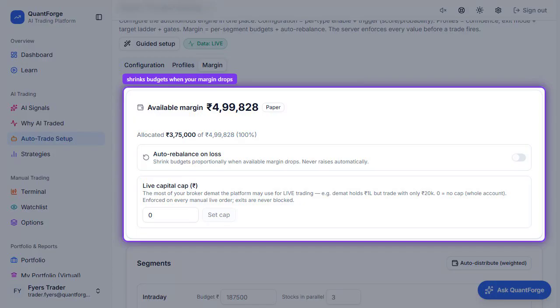Does it ever raise the budgets back up on its own? Never, and the card says so plainly. It never raises automatically. It only ever tightens, never loosens. Growing your risk is always a deliberate act you take by hand. The machine is only ever allowed to make you safer, not bolder.